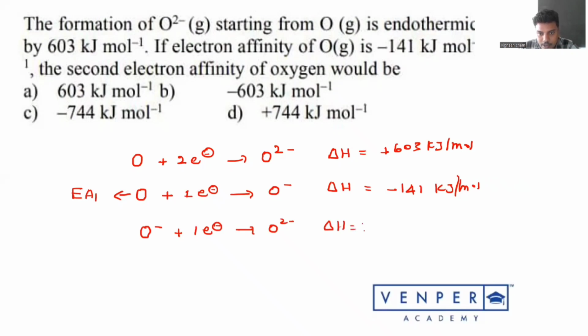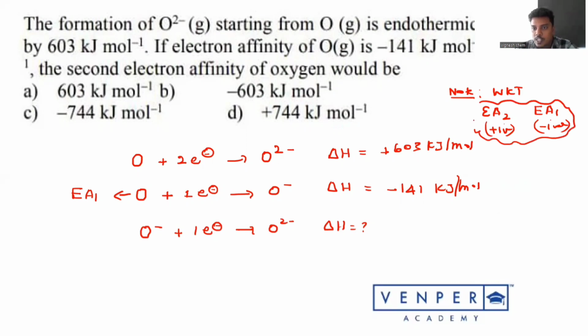Okay. Students, please note, a very important point. We know that the second electron affinity is always what? A positive quantity, and the first electron affinity is always a negative quantity. This is a very, very important statement. Please note. The second electron affinity should be positive, and the first one should be negative.